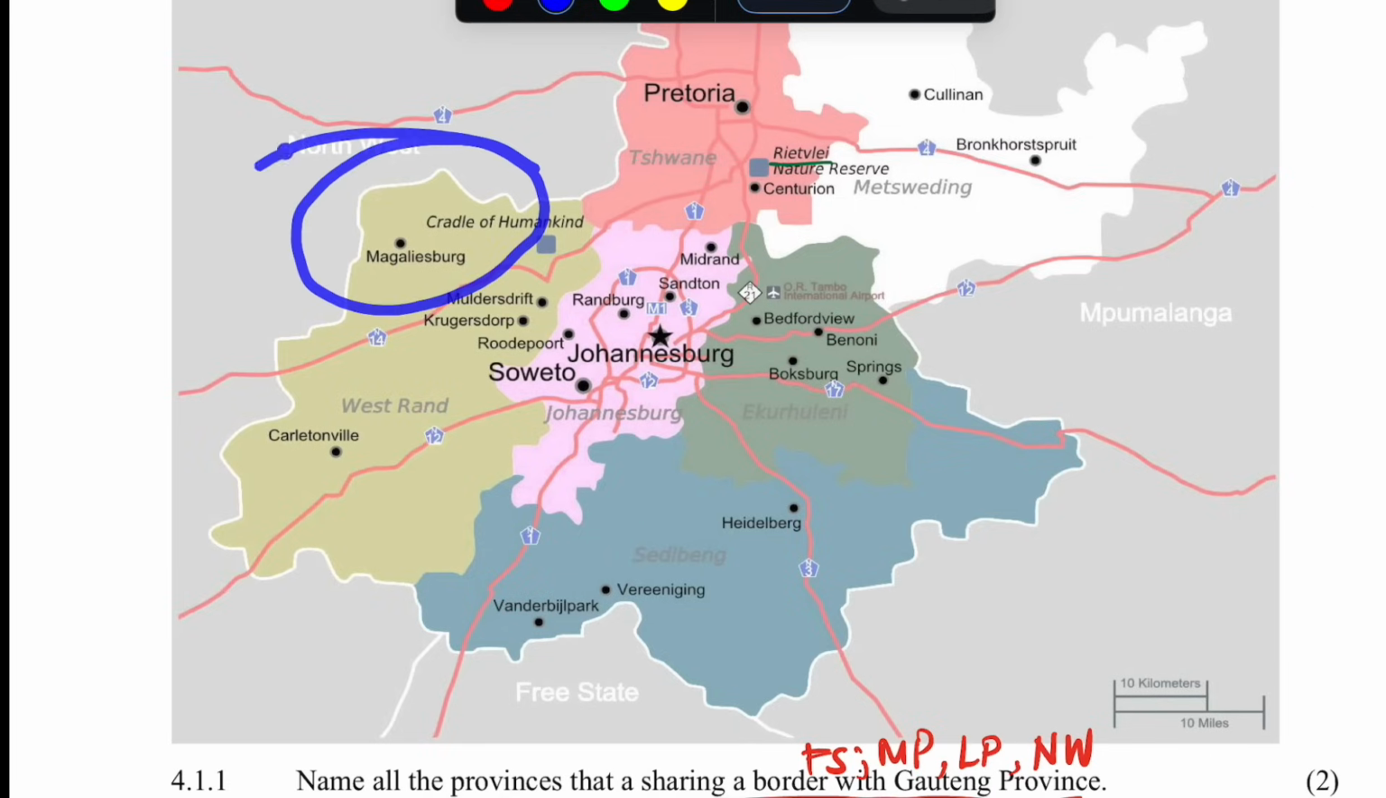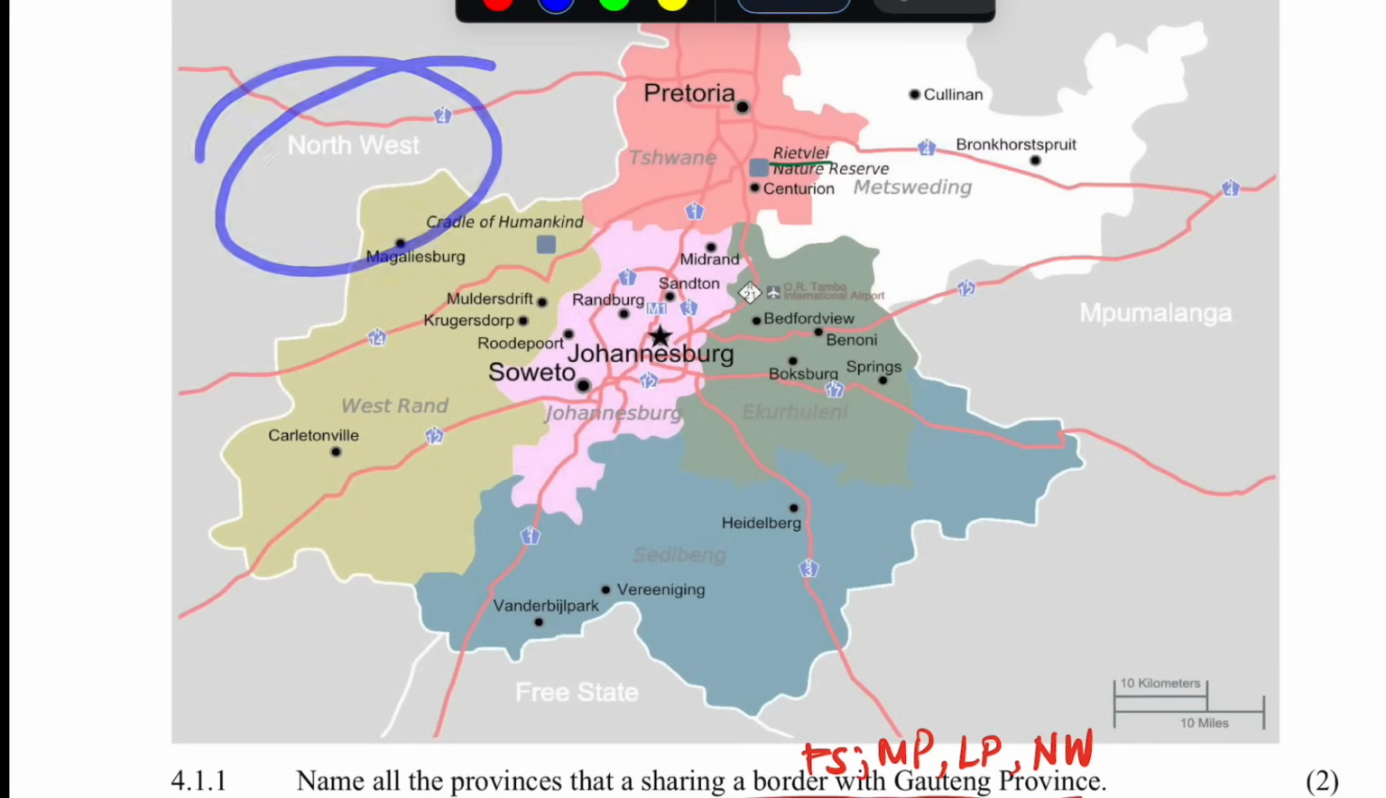Kimberley, it's here in the northwest. So from Joburg to Kimberley, I don't know where Kimberley is. Guys, from Joburg to Kimberley, which national road are you going to take? Kimberley, I'll assume, is on this side. Guys, let's say I don't know where Kimberley is. I think it's in the northwest.